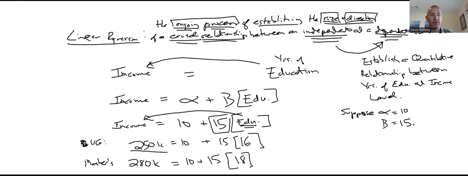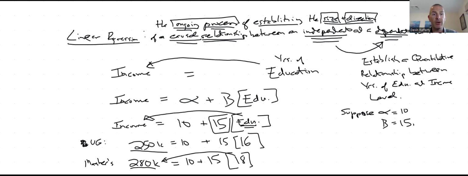So you can start to estimate, you know what, with a master's degree, I think my income is going to go up to $280,000 a year. And then you decide whether you should get a master's degree or not. Or whatever it is you're looking at, you start making operational decisions based upon your linear regression. Okay.